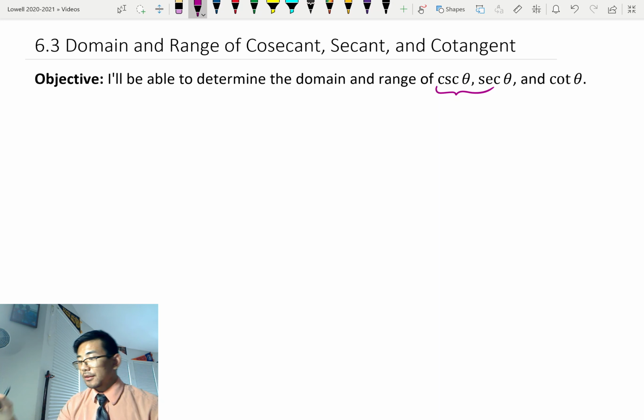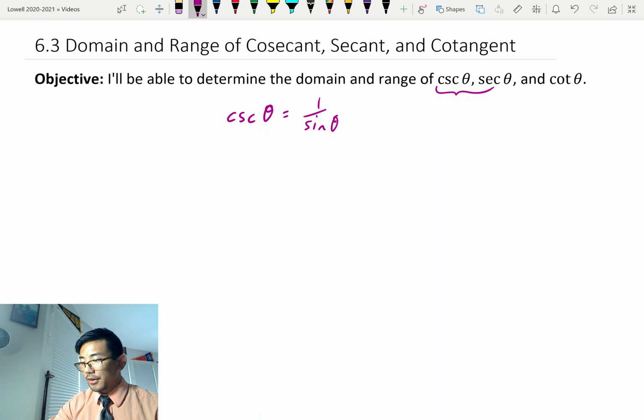secant and cosecant. Just remember that cosecant, and this is where it gets a little confusing, you want to say that cosecant is 1 over cosine. It's actually not, it's actually 1 over sine of theta. And then likewise, secant is 1 over cosine. It's a little backwards in that sense.